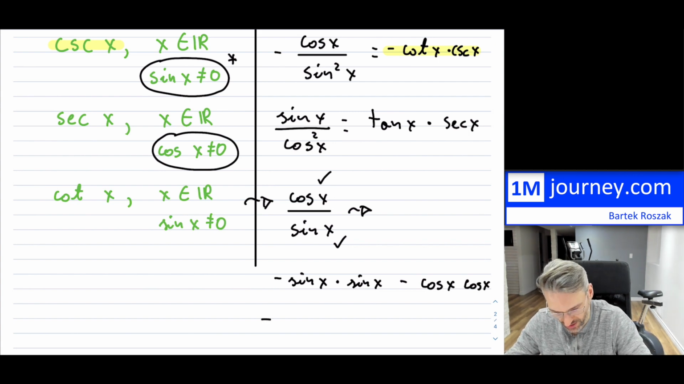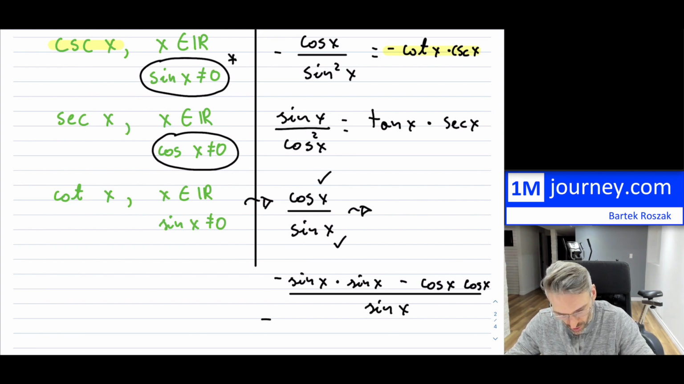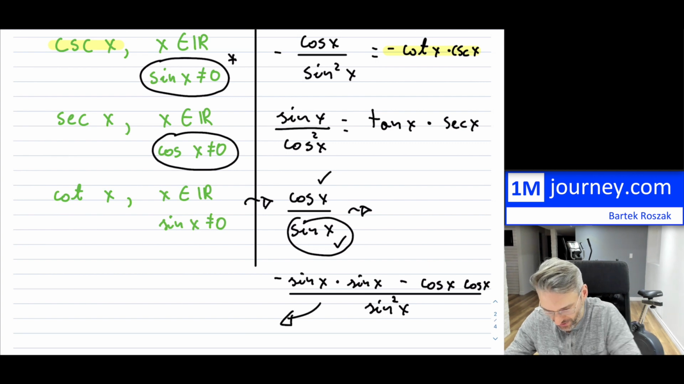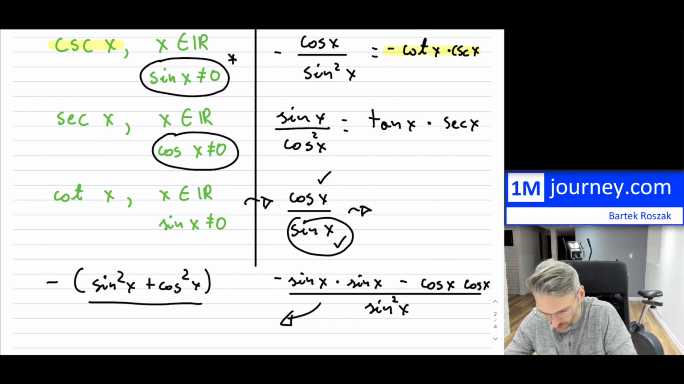And what you notice is you can take out the negative, and then you have sine squared plus cos squared within here, and this is going to be divided by sine of x squared because of the quotient rule. So let me rewrite it in here for you. If I take the negative out, this is going to be sine squared x plus cos squared x all over sine squared x.